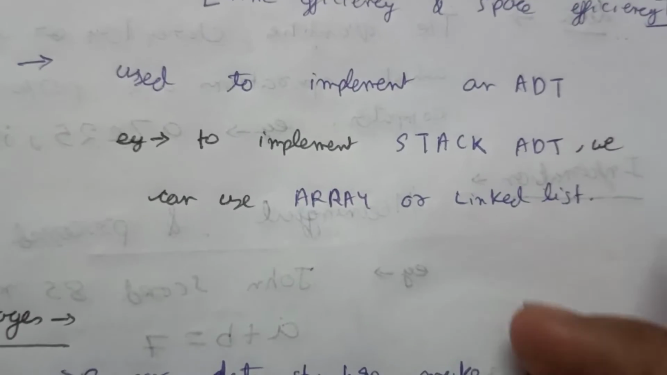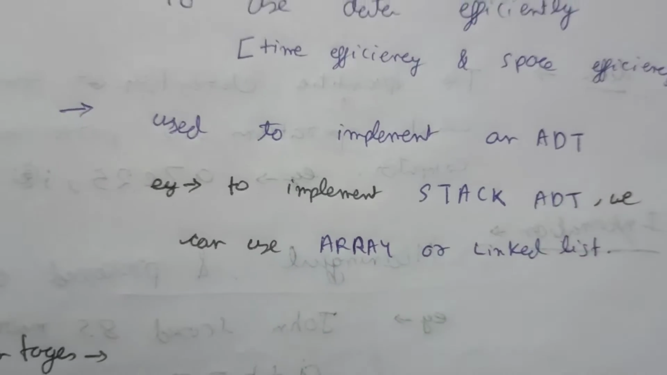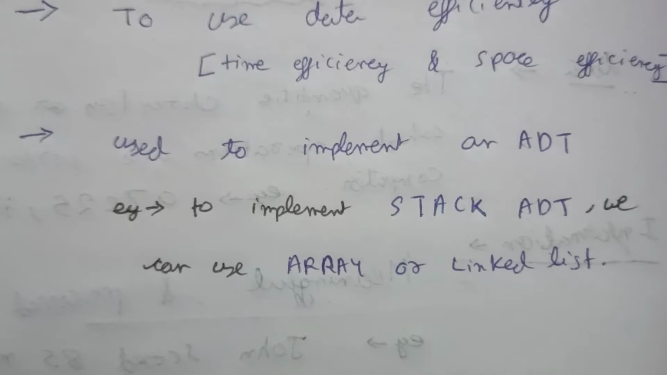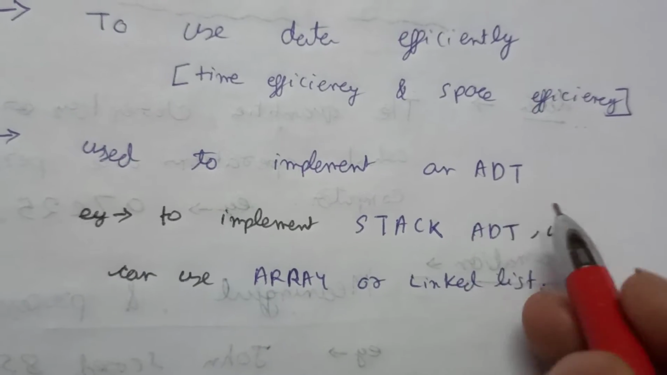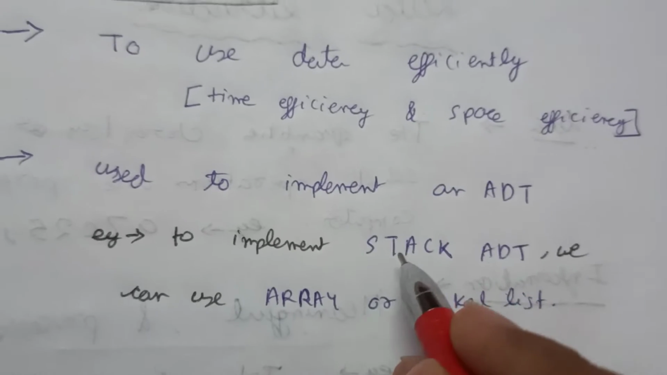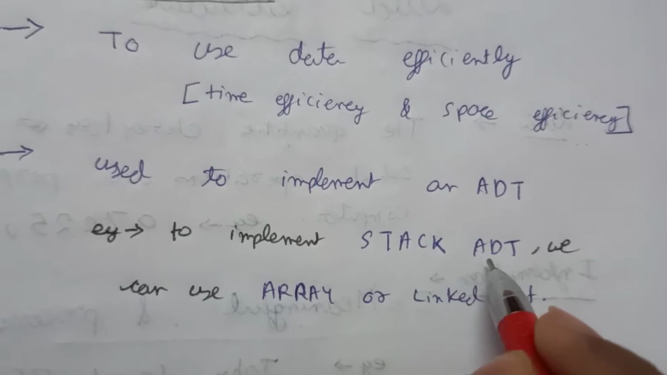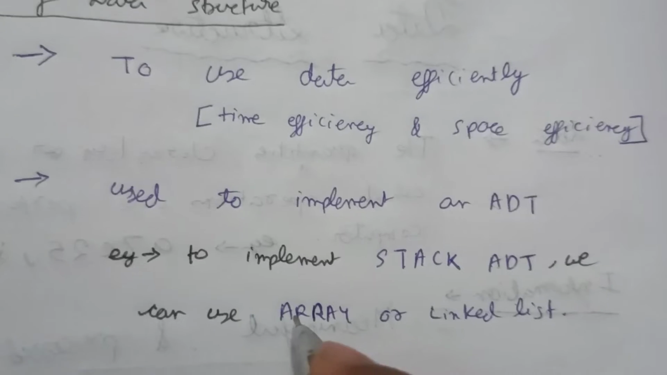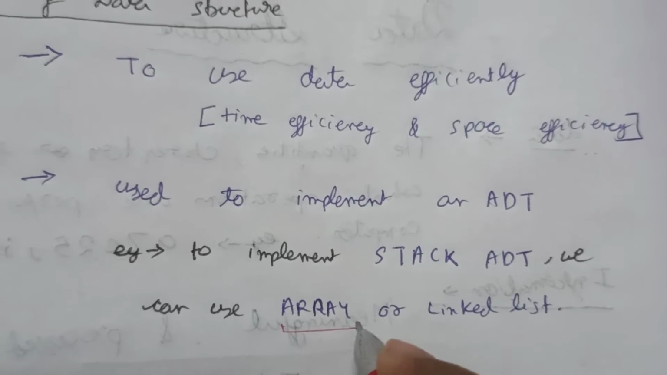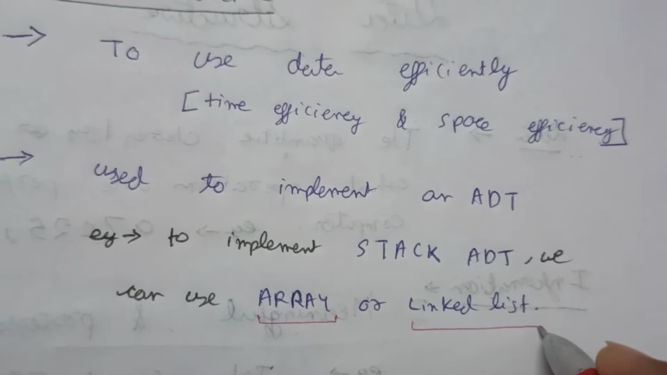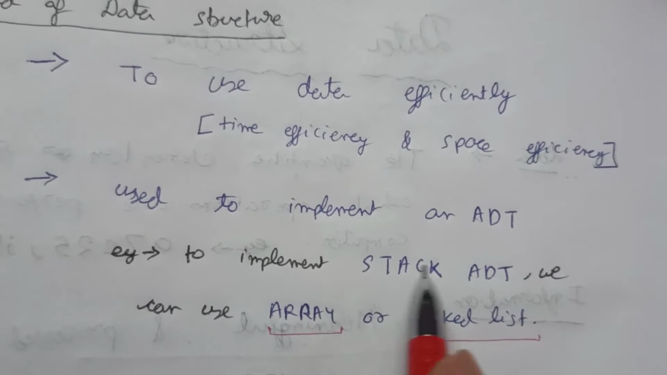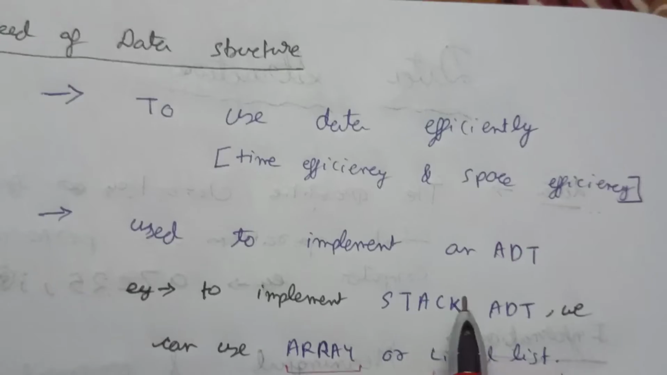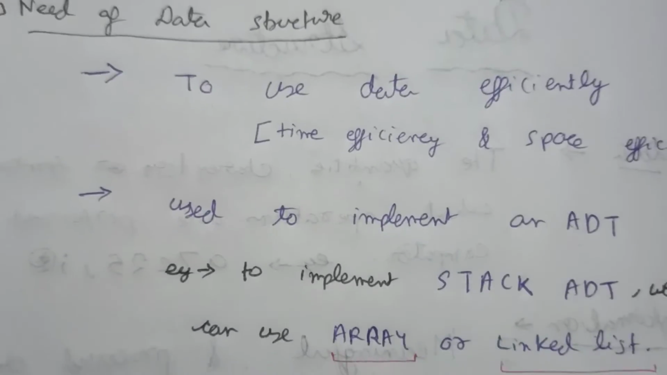Also there is another need, that is to implement ADTs, that is abstract data types. So what do we need to implement ADTs? We need data structures to implement ADTs. Suppose to implement the stack ADT, or stack abstract data type, we can use two data structures, that is array and linked list. Okay, so we have two data structures we can use to implement the stack ADT. So these two are the basic needs of data structure.